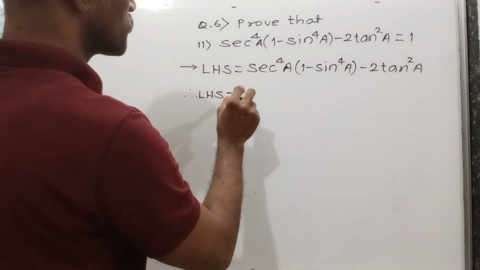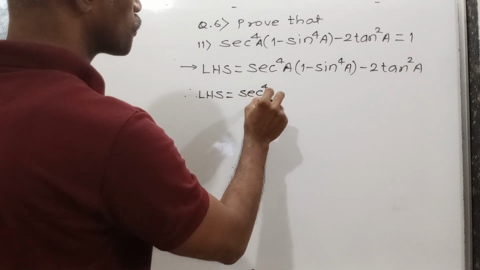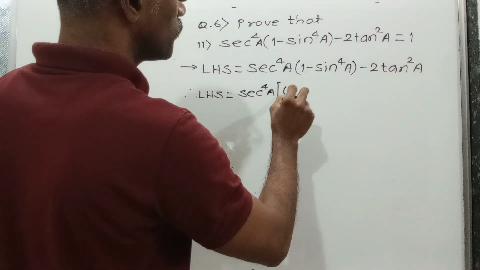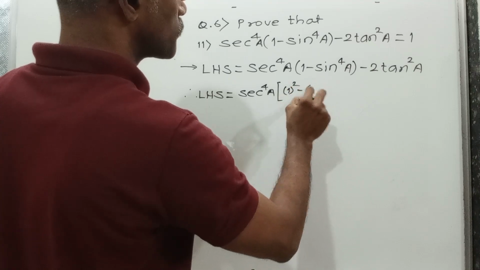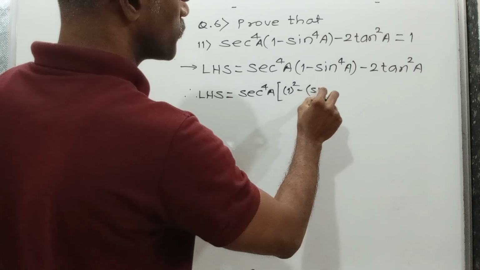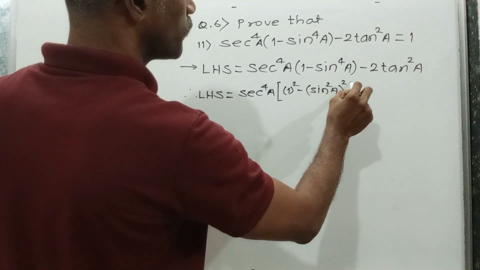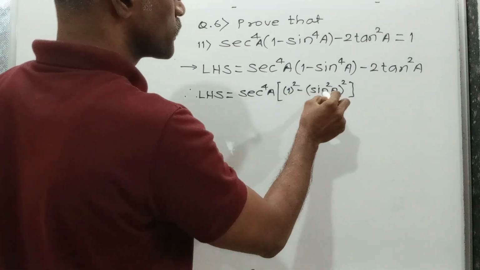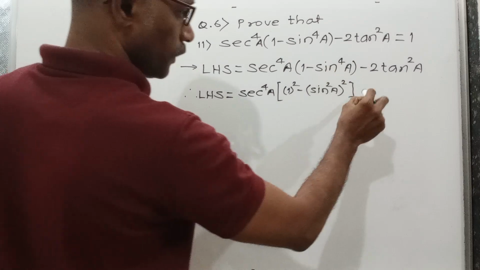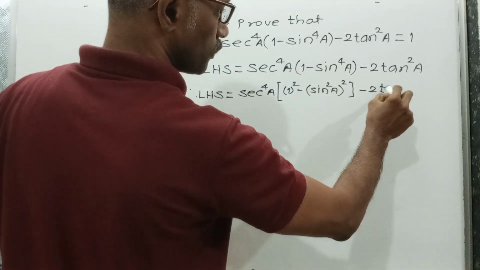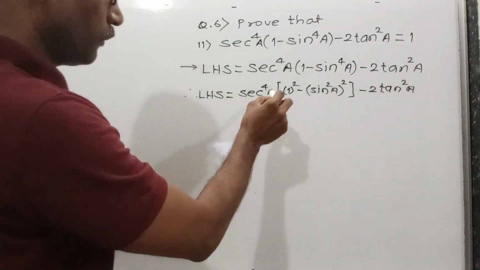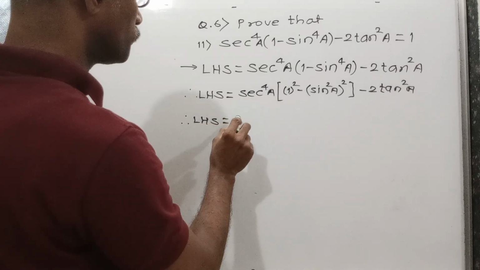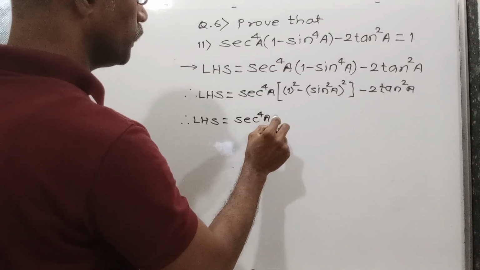Now here we write LHS is equal to sec^4 a, and in the bracket, 1² − (sin² a)², using a² − b². Here a² − b² means 1² minus (sin² a)², where 2 into 2 is 4. Now minus 2 tan² a.